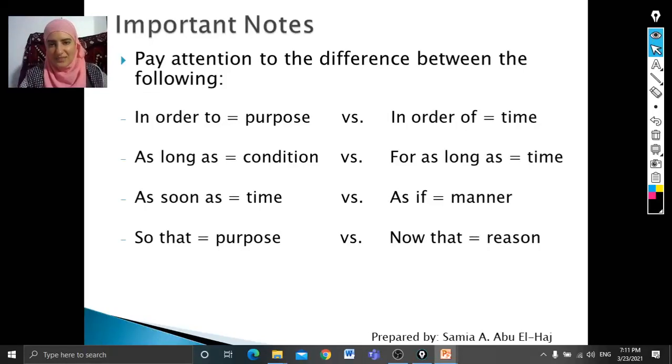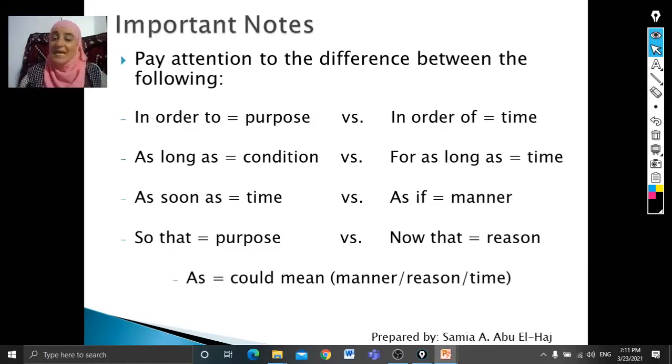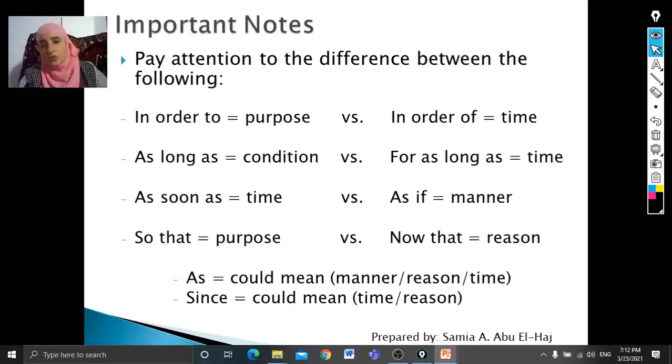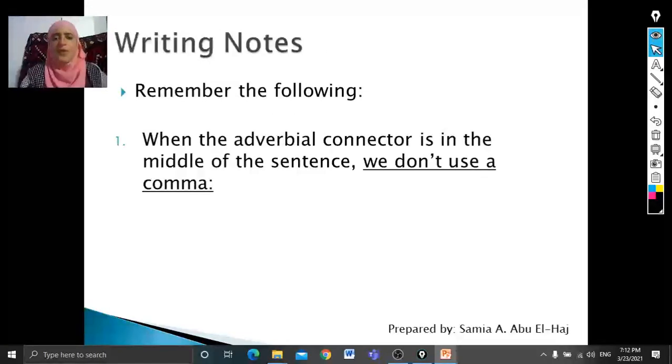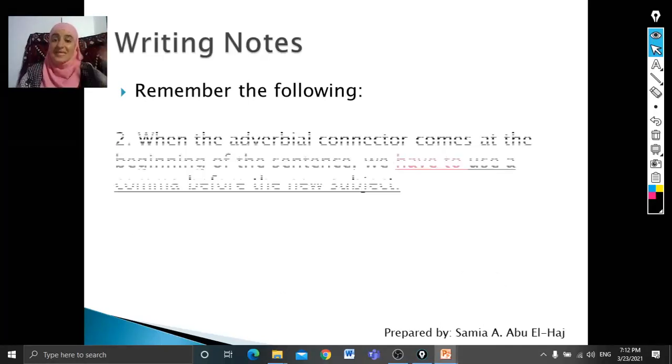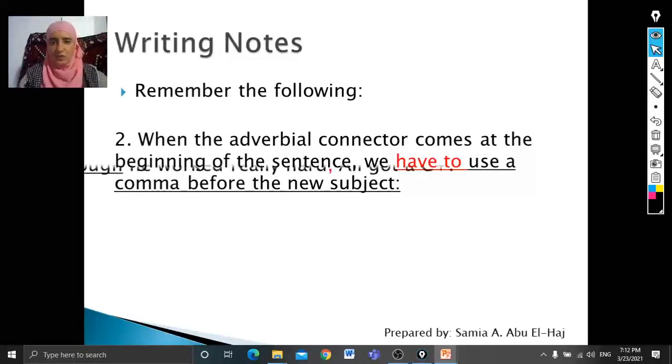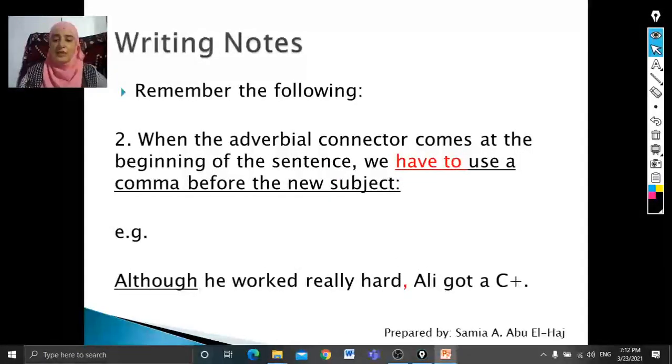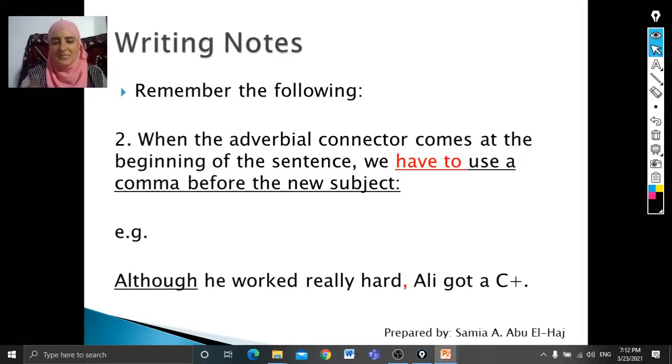Do you understand? The word itself tells you if it's reason or if it's purpose. As, maybe manner, maybe reason, maybe time. It depends on the context. Since could also mean time or reason. Now, when the adverbial connector is in the middle, remember, no comma. Ali got a C although he worked really hard. Concession, but no comma because although is in the middle of the sentence. Now, if we put it at the beginning of the sentence, we have to use a comma. Although he worked really hard, comma, Ali got a C+. This is the same rule that we studied in Unit 1 in the punctuation, the comma.